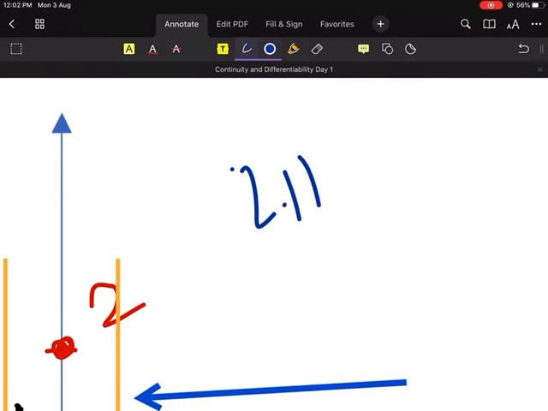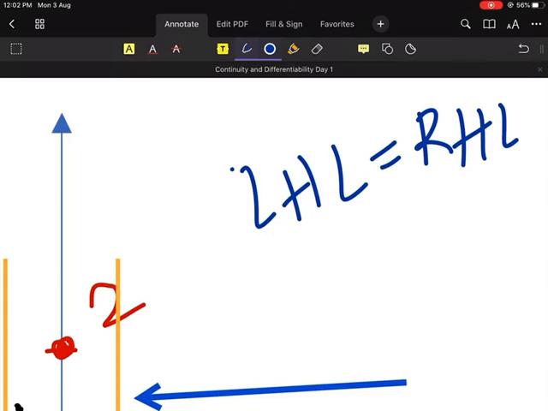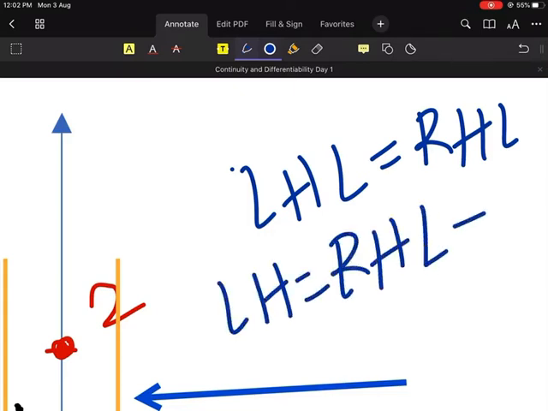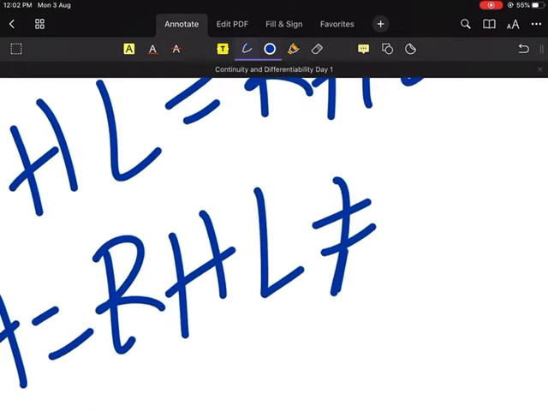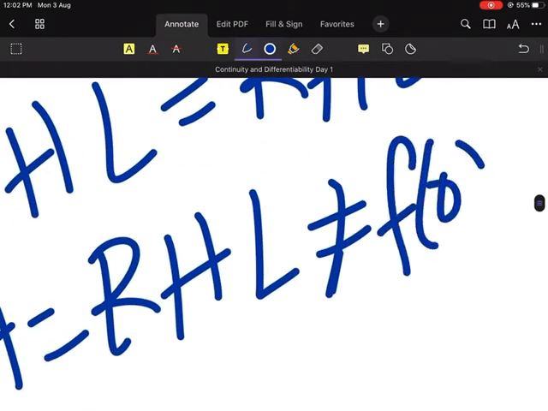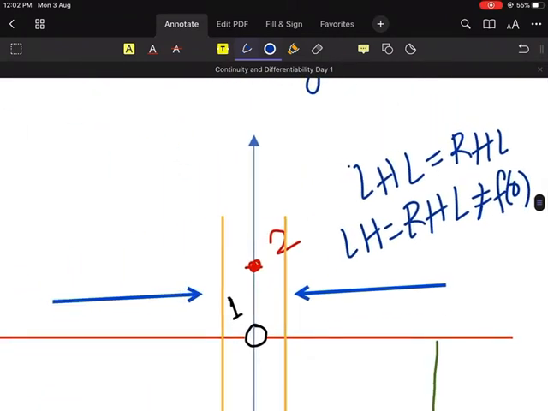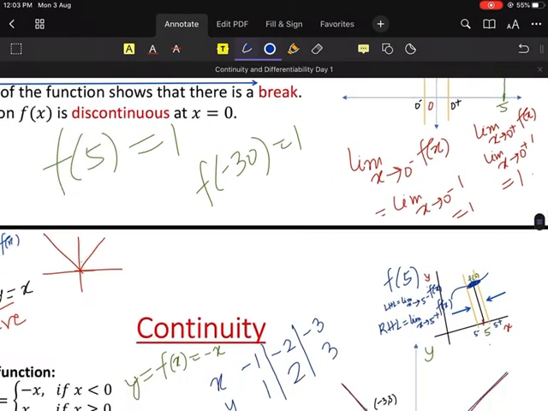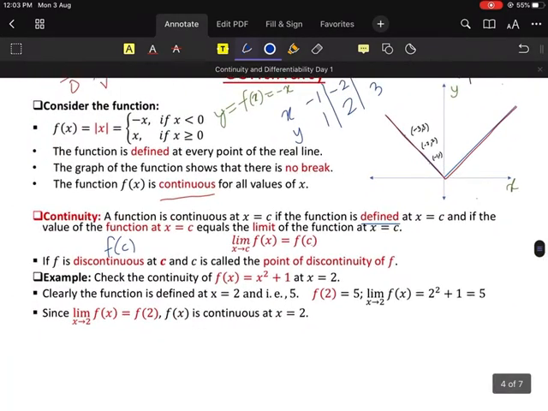Why? Because here LHL is equal to RHL. But what? Here that LHL equal to RHL is not equal to the value of the function at the point 0. Everyone clear? Yes or no? Understood? Okay, LHL is equal to RHL, but it's not equal to the value of the function at the point 2.